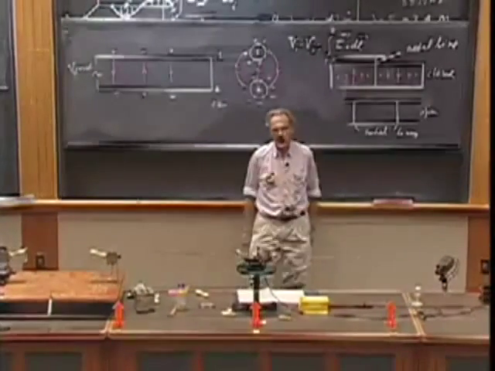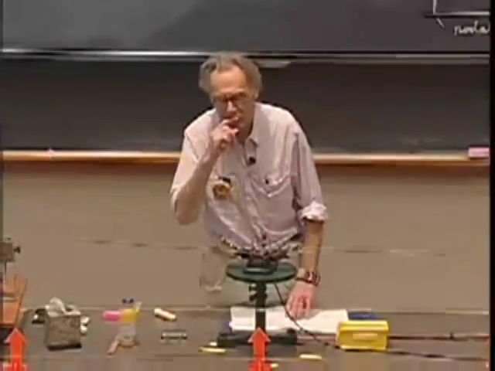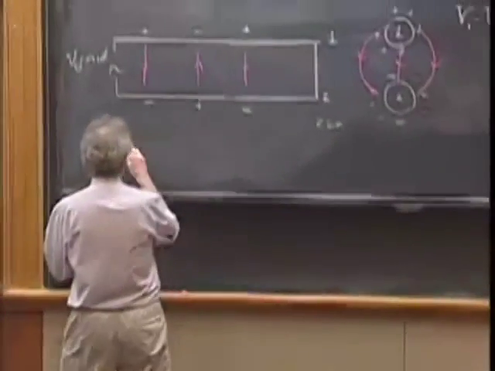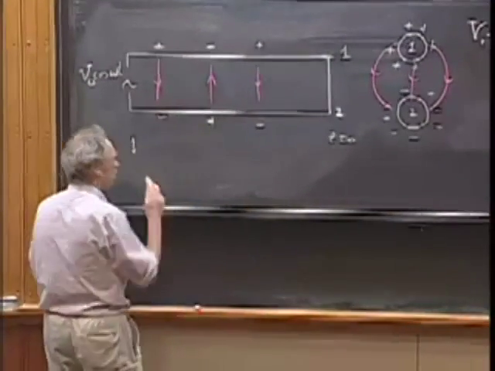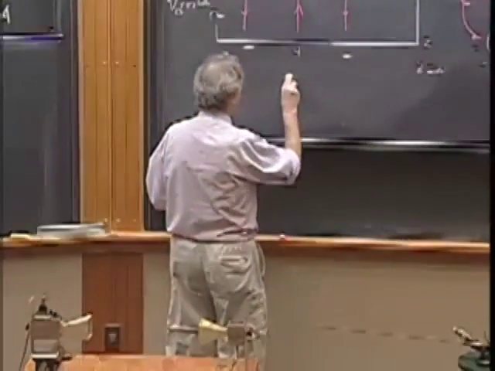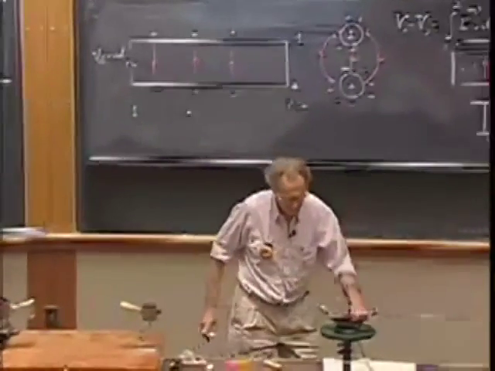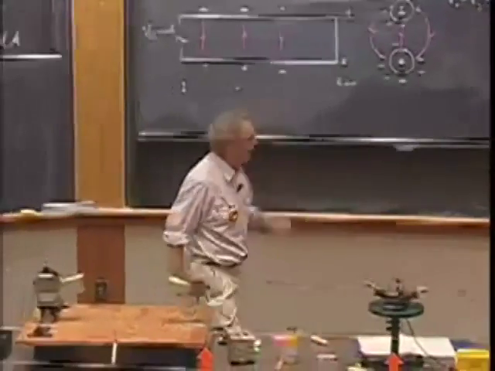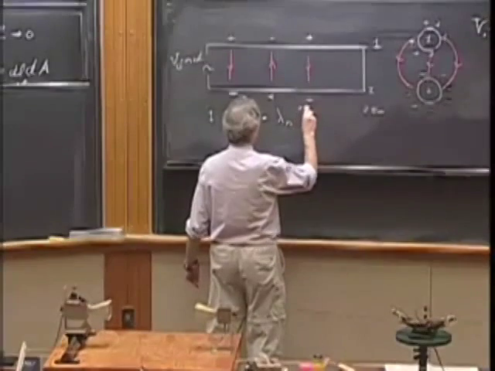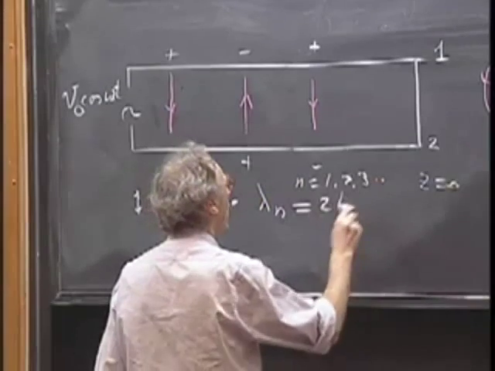Remember, with strings, we can fix the length of the string in such a way that we get resonance. We can drive a string at one end, just moving it a teeny-weeny little bit, and the end is fixed. And we can set that system at resonance. The wavelength that we then get, lambda of n, n being an integer, so n equals 1, 2, 3, etc., is then 2l divided by n.